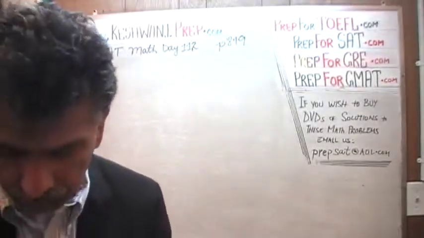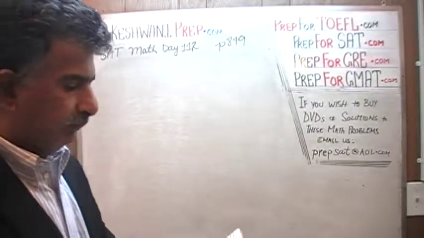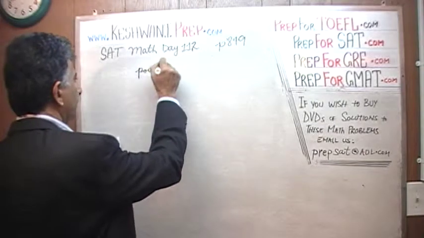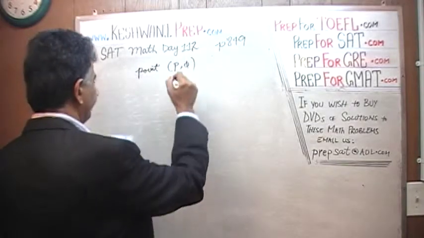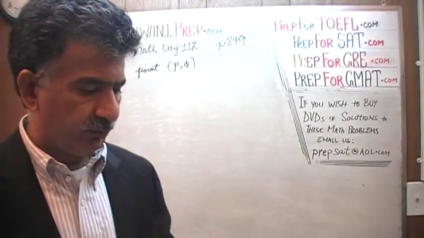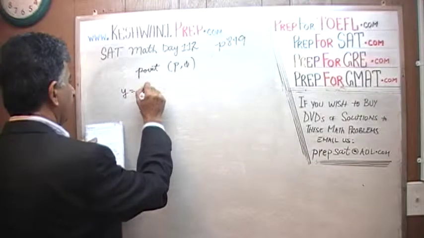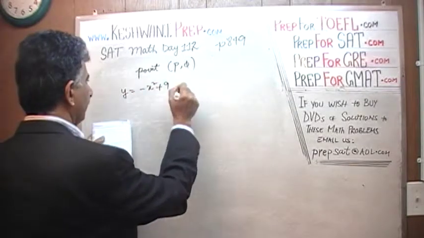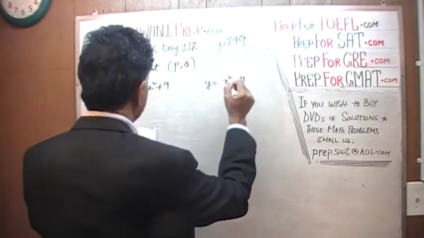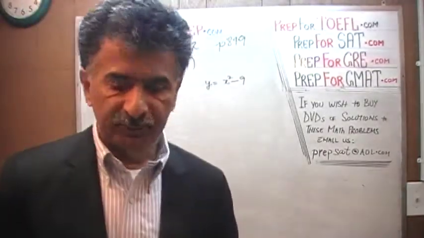In number 9, we are told that in the XY coordinate system, P0 is one of the points of intersection of the graph y equals negative x squared plus 9 and y equals positive x squared minus 9. The question is, if p is positive, what's the value of p?